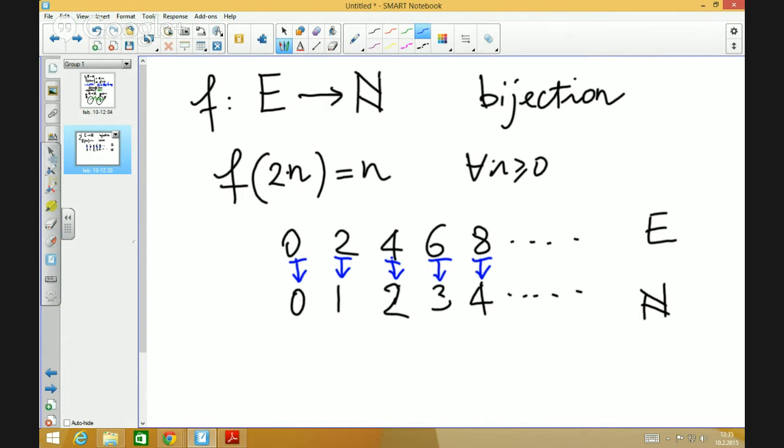Why? Because no two even numbers get mapped to the same natural number, because 2 times n and 2 times k can only be equal if n is equal to k. And moreover, it's a surjection. Why? Well, because you can double every natural number, and then when you divide that number, you get the natural number you started from. So any number is half of an even number.